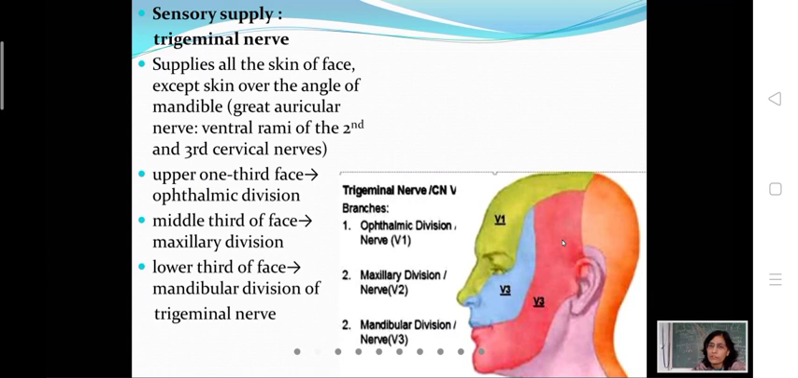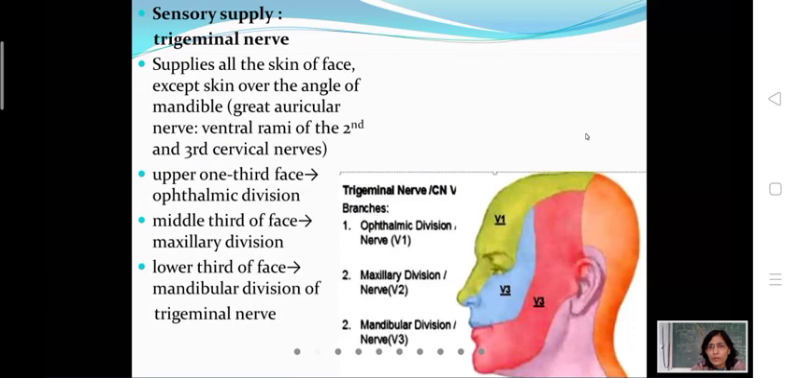Development of the brain takes place in this manner, and therefore these distributions are not in a linear manner but in a curvilinear fashion. And this area of skin over the angle of the mandible is not supplied by the trigeminal nerve, but by the great auricular nerve, root value C2, C3. Okay.